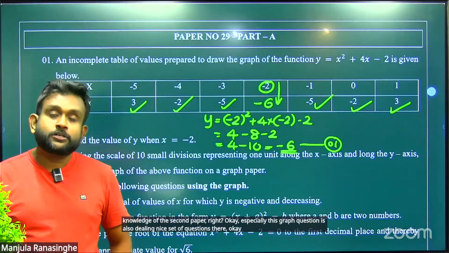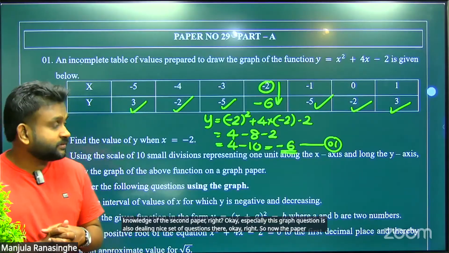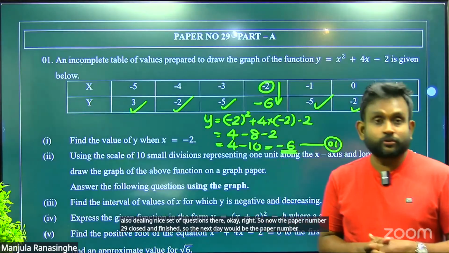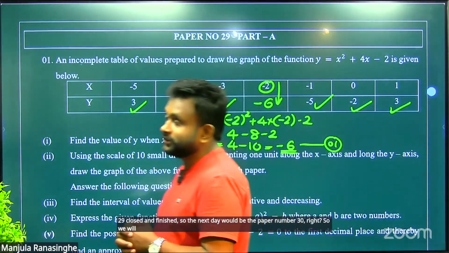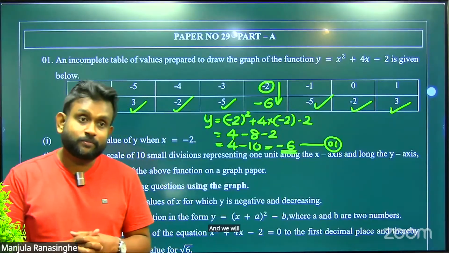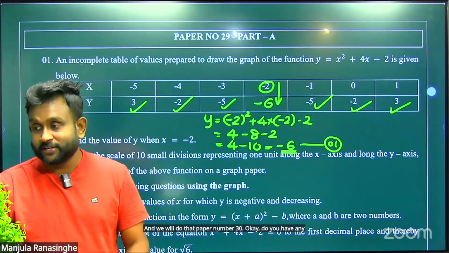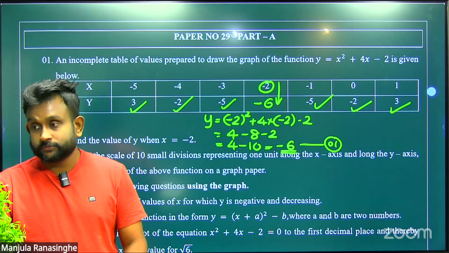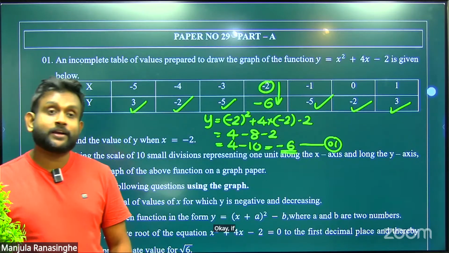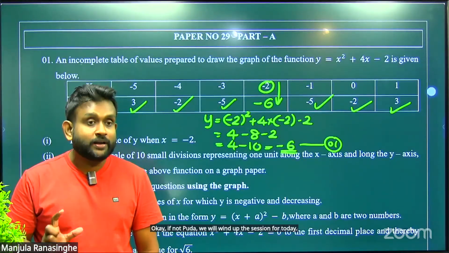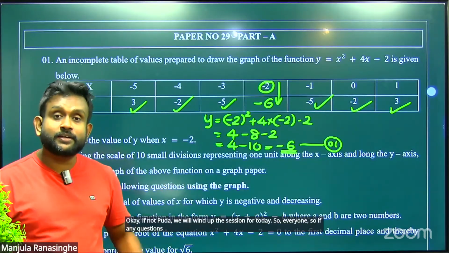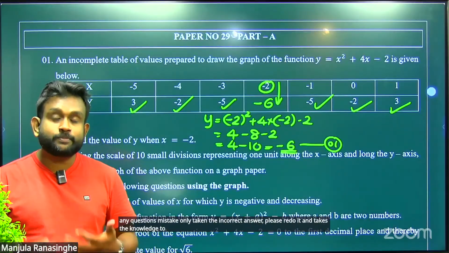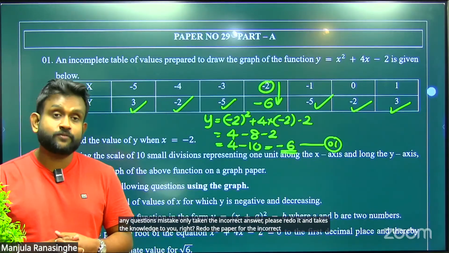Okay, right. So now paper number 29 is closed and finished. So the next day would be paper number 30, right? So we will come up with paper number 30 and we will do that paper. Do you have any questions to ask today? Okay, if not, we will wind up the session for today. So everyone, if any questions were mistakenly answered incorrectly, please redo them and gain the knowledge, right? Redo the paper for the incorrect questions and get ready for paper number 30.